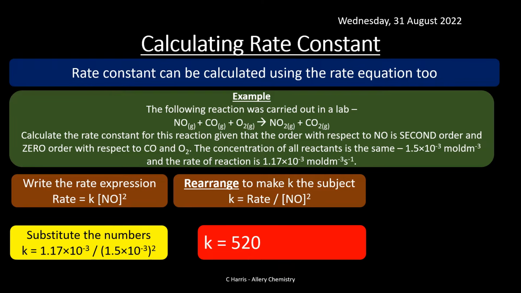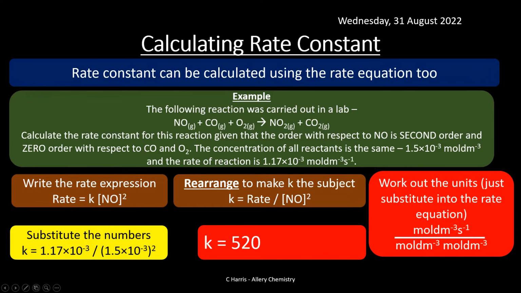Now remember, the units of k can change, and it's dependent on the reagents that we've got here. So we've got a rate which is 1.17 times 10 to the minus 3, that's moles per decimetre cubed per second. And then we've got a concentration here, which is moles per decimetre cubed, but it's squared, as you can see on there. So we're going to work out the units, and we've done this before.